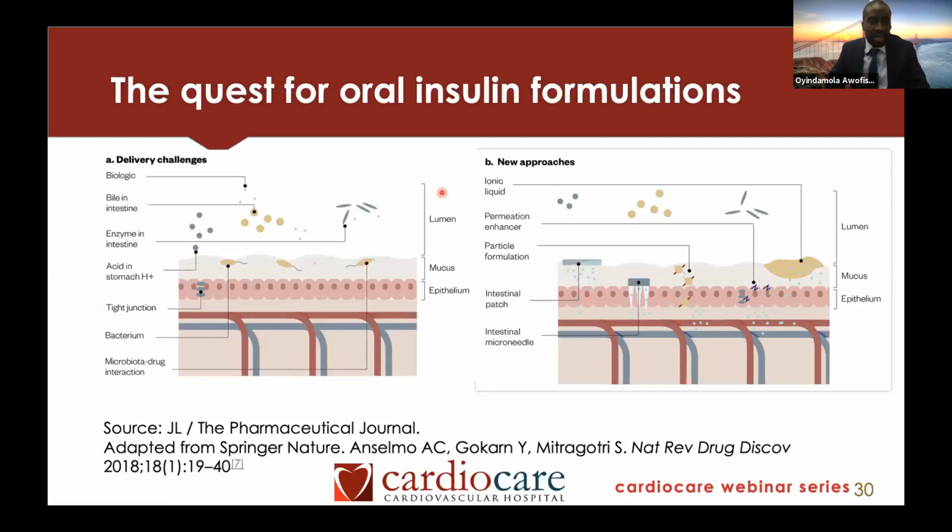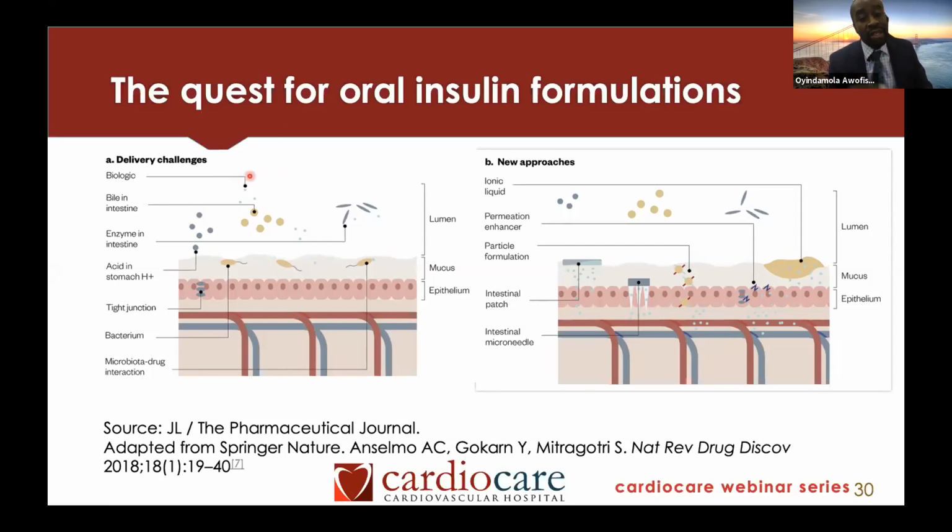Of course, there's been a quest for oral insulin formulations, okay, but there have been many challenges in making oral insulin formulations, and until these challenges are overcome, it will still be a challenge to have oral insulin. But some of the research has been more promising than before, but there's still a lot of ground to be covered, and this shows many of the delivery challenges.